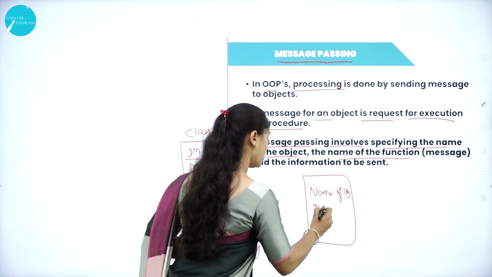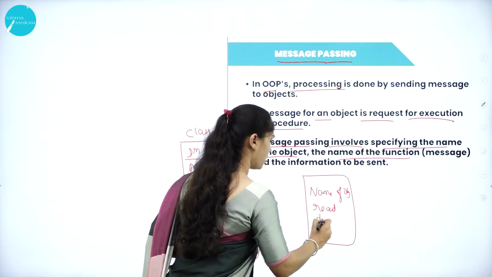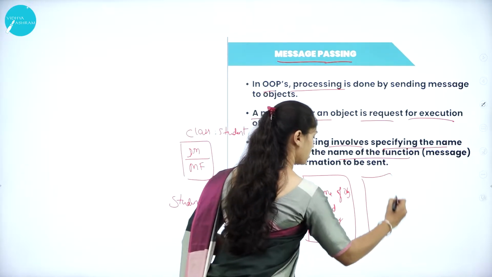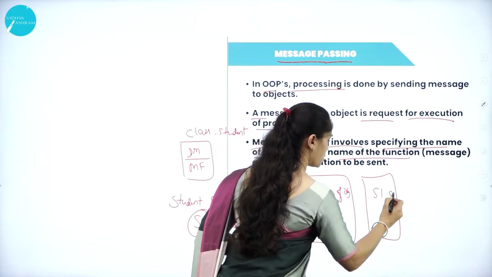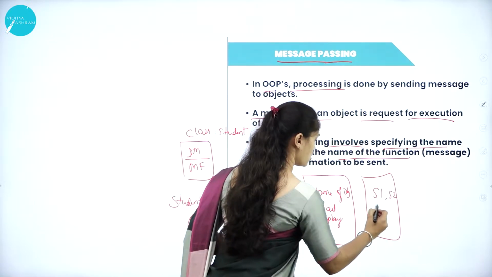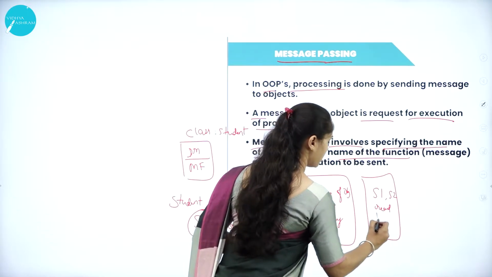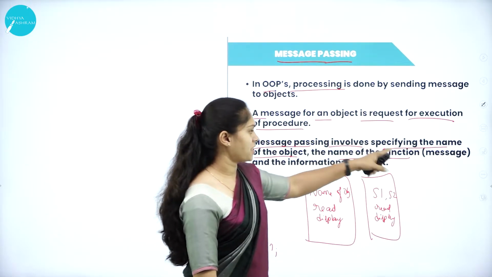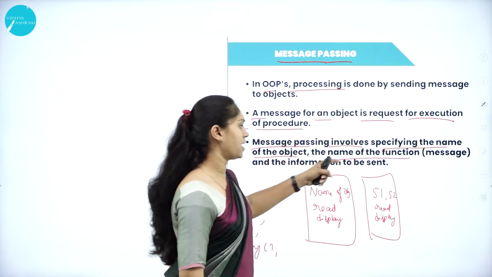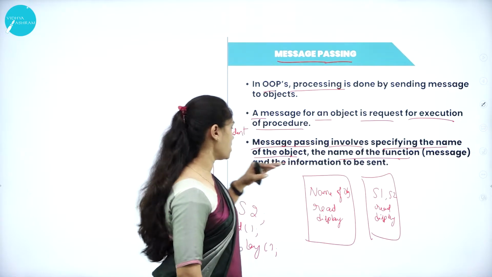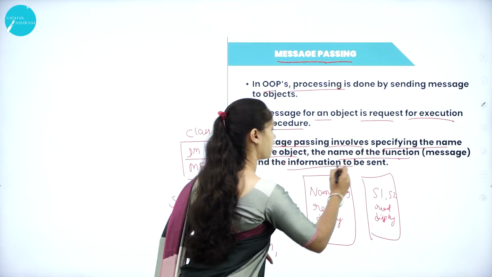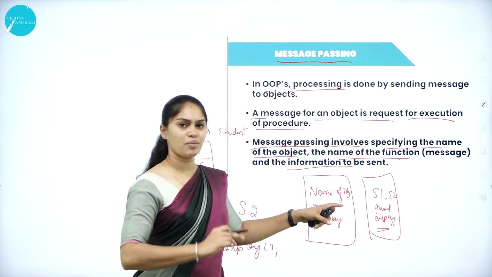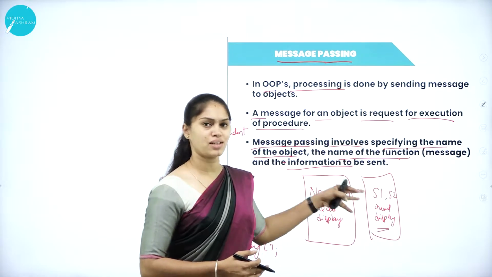For example, here I am going to take read and display as the names of functions. So let me consider here S1 and S2 as the object names, and the functions are read and display. Then what must it contain? It must include the name of an object, the name of a function or a message, and the information to be sent. So I am going to take the student name, register number, and course, and I am going to display it.